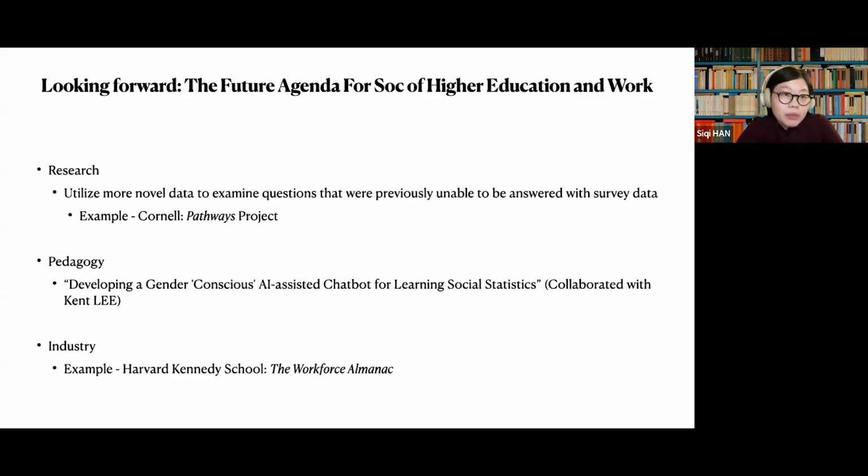Pedagogical is another area that we could improve because this is sociology about education. So as practitioners of higher education, as instructors in a university, what can we do? So with my colleague Ken Lee, we have a granted project that looks to develop a gender-conscious AI-assisted chatbot for learning social statistics. So we're trying to incorporate AI to help students design their own assignments or grading or doing more innovative things so that they can combat their anxiety about learning statistics, especially for girls.